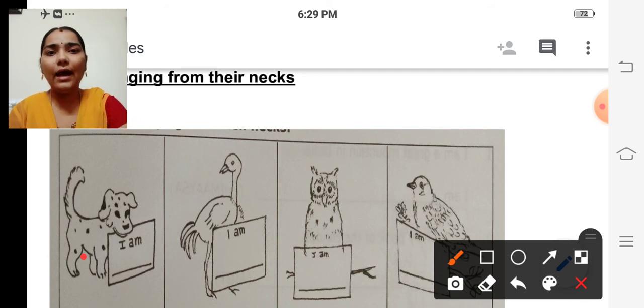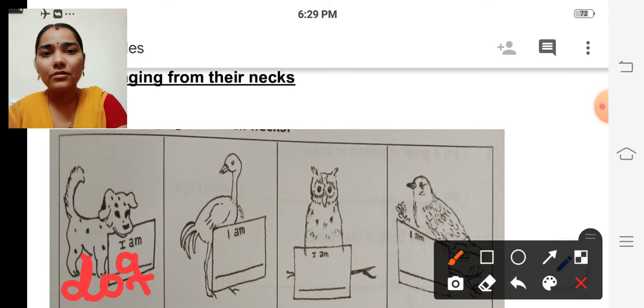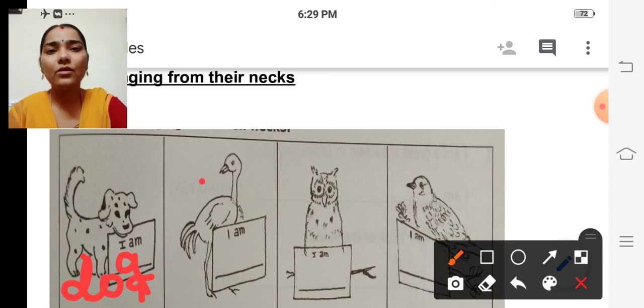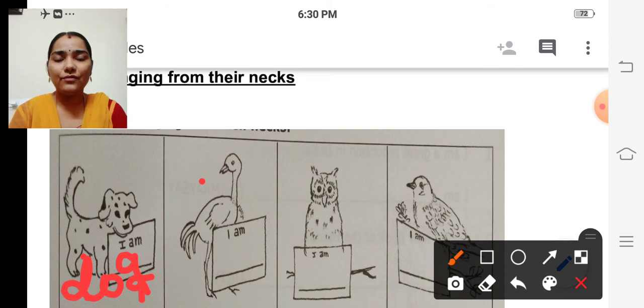So here, I am a dog. I am a dog. See the next one. What is this? It's a picture of an ostrich, isn't it? Ostrich.